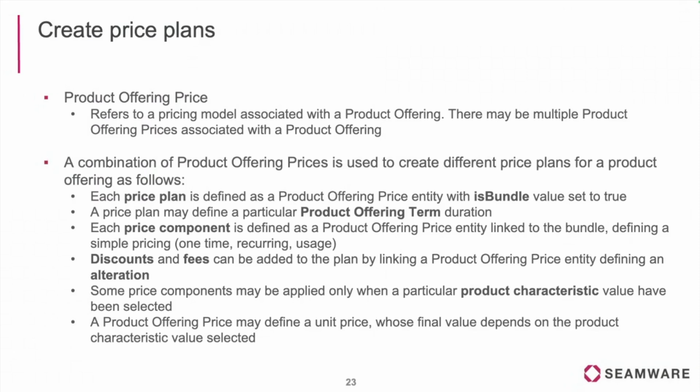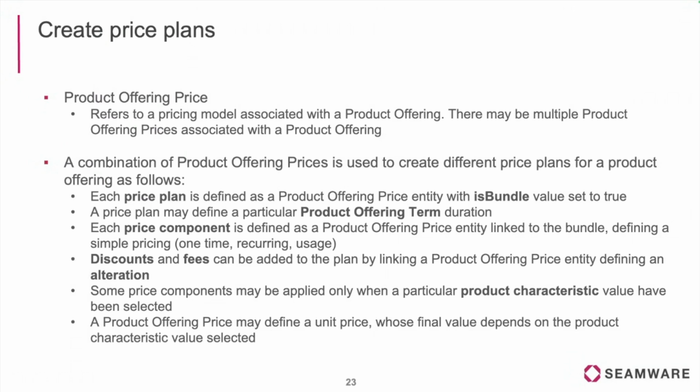Here, I need to give you some extra details because what we are going to do in order to create a price plan is to create a combination of multiple product offering prices. How is this done? Okay. We are going to see two different types of prices when you are creating this. On the one hand, we have what we call price components, and then we have what we call price plan. A price plan is made of multiple price components.